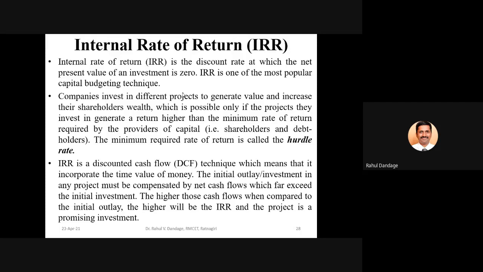This internal rate of return is the discount rate at which the net present value of an investment is zero. IRR is one of the most popular capital budgeting techniques. This internal rate of return is a technique which has a similar methodology, same as the net present value method. But what happens is, in net present value method, we have the discount rate with us, and for that discount rate, we are trying to calculate the net present value of the particular project.